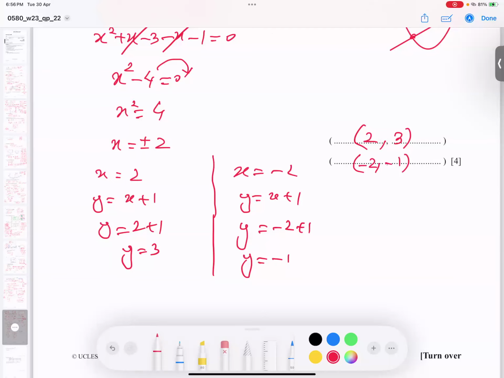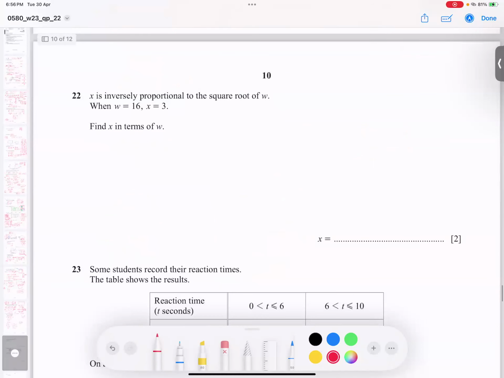Yes, now it's clear. And question number 22: x is inversely proportional to the square root of this one. Here I tell you two things. If we say directly proportional, we will write like this. This is called directly proportional. And if you say inversely proportional, then we write like this.